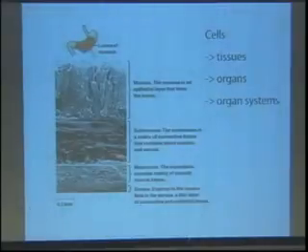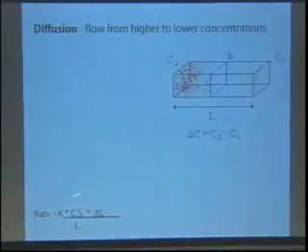We talked about how tissues are groups of cells that have a common function, and the tissues give rise to organs, and then organs within organ systems, okay? And we talked about diffusion. This formula here is critical.